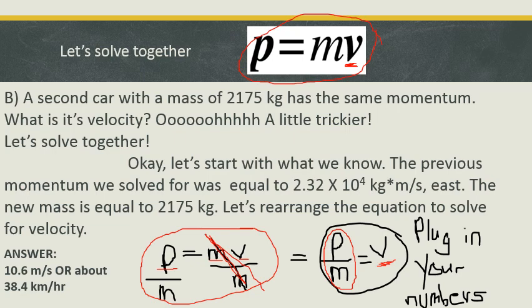Now I want you to just plug in your numbers. Remember, we have the same momentum we had the last time divided by a different mass. What velocity do you get? Well, you will probably get right around 10.6 meters per second, or if you wanted to go ahead and work it all the way back out, trust me, you don't have to, it would work out to 38.4 kilometers per hour.